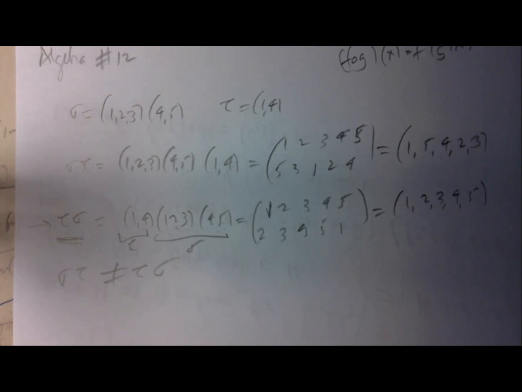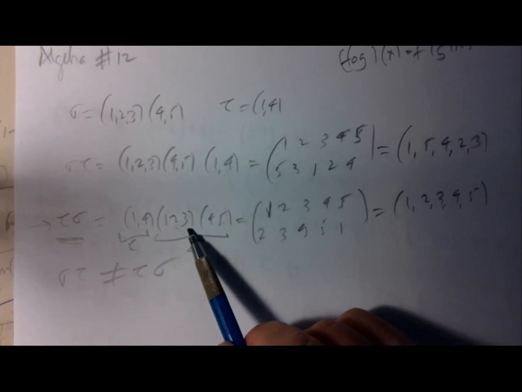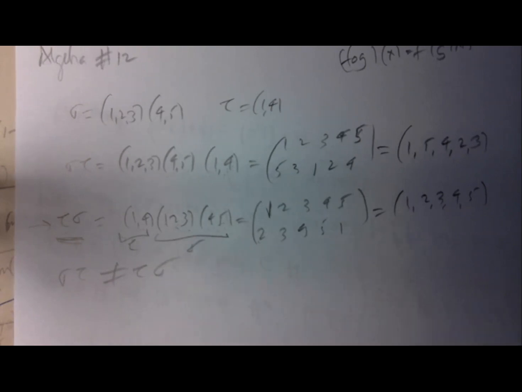Yes. Okay, so let me see if I understand that part. So since in the 4, 5, when you start with the sigma from right to left, there is no 1, so it's like 1 to 1. Correct. But then in the second one, 2 gets sent to 1. No, here, 1 gets sent to 2, 2 gets sent to 3. And then that's how you get 2 sent to 3, and then 1 gets sent to 2 for the first part.